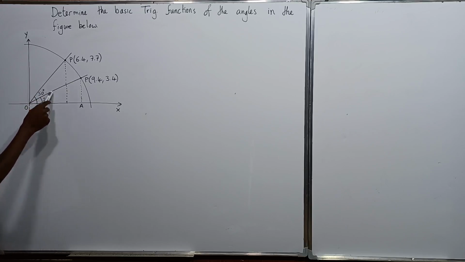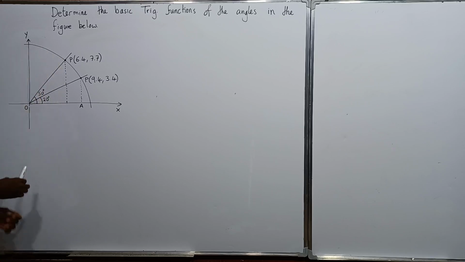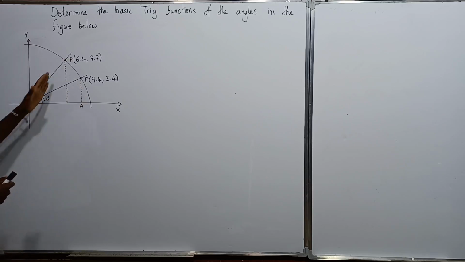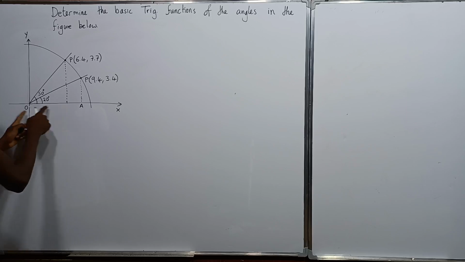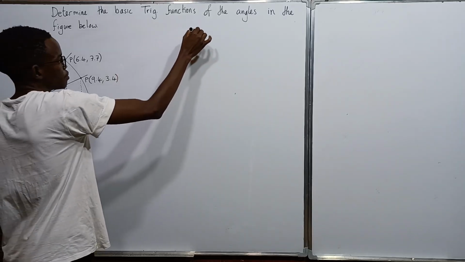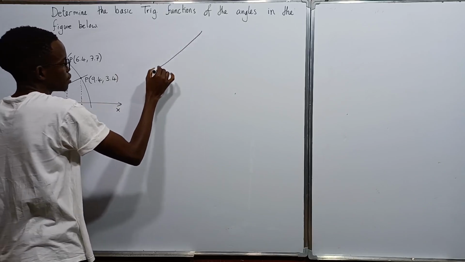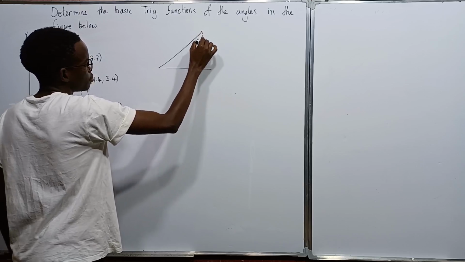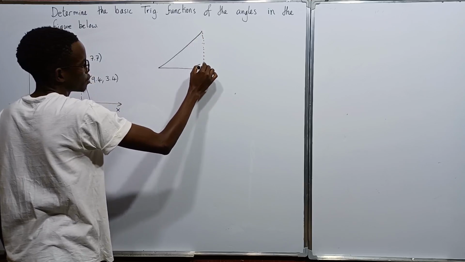Then we've got the whole of this angle here, which goes to 50 degrees for this point here. So then the question says we need to determine the basic trig functions there. So let's break down this diagram that we have here by forming the triangles. We're going to start with this big triangle that we have there. So we draw it there. That is our hypotenuse, and we have a point from there coming down.